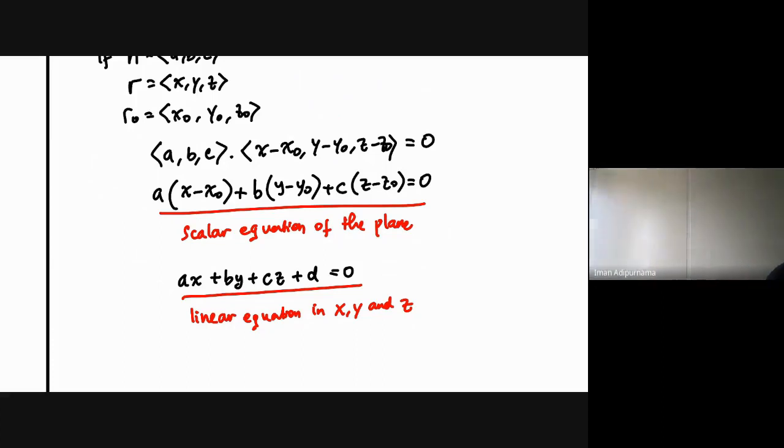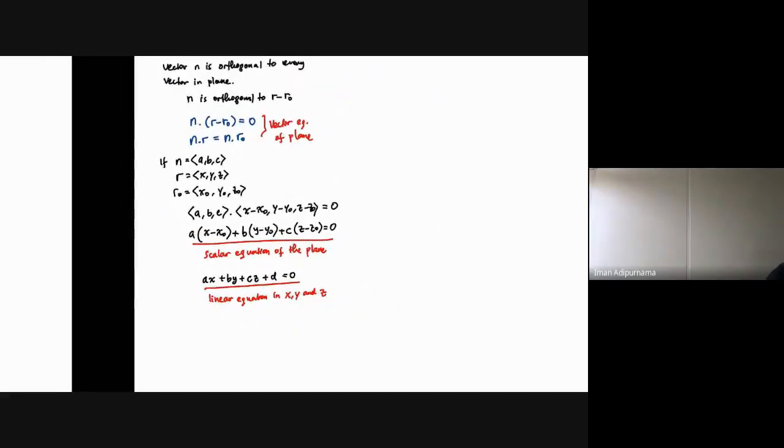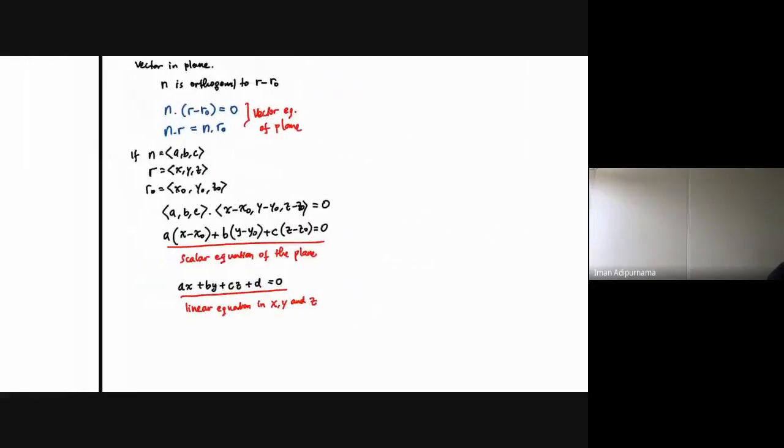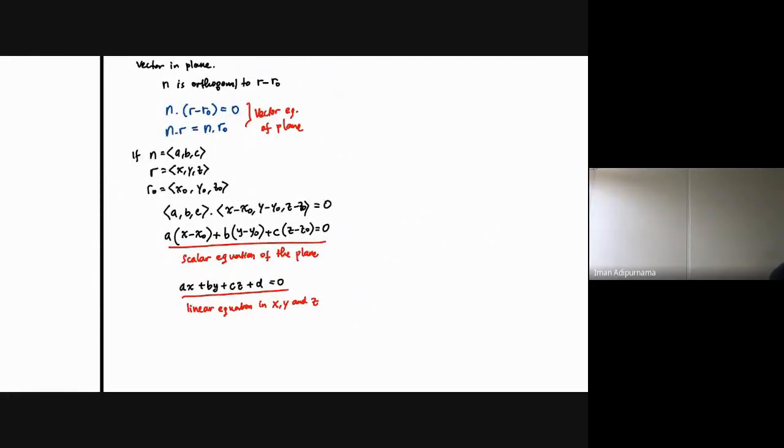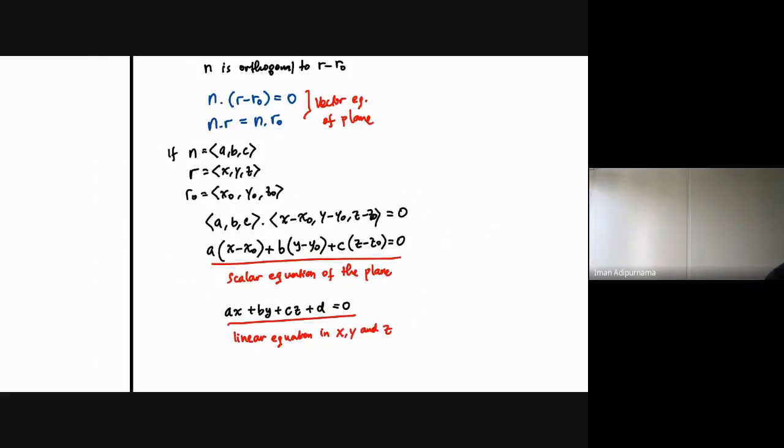Okay, let's try maybe 1 or 2 examples for the plane, and then we can stop the class. By definition, you can define a plane if you can define its normal vector. So if you have a vector that is orthogonal to every vector on the plane, then you have the definition of the plane. Okay. So the dot product should be 0 between the normal and the vector on the plane.